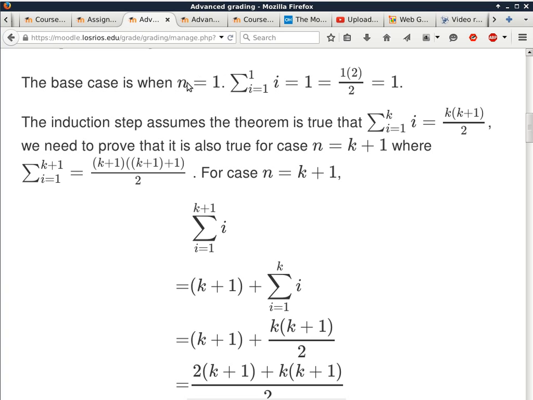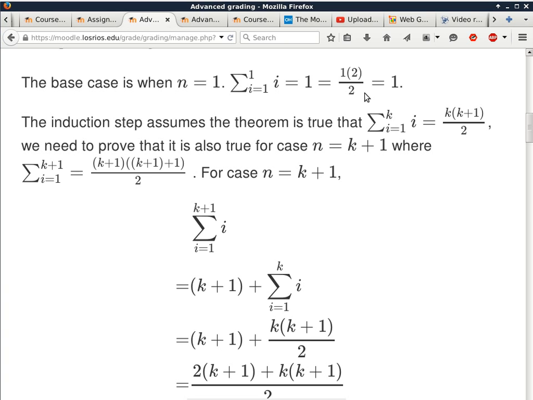The base case is when n equals 1. Now when n equals 1, the first term is just the summation of i going from 1 to 1. And each subterm is just i, which is 1 all by itself. But 1 is 1 times 2 divided by 2. This part is because of the theorem as well. And as a result, we have just proven the base case itself.